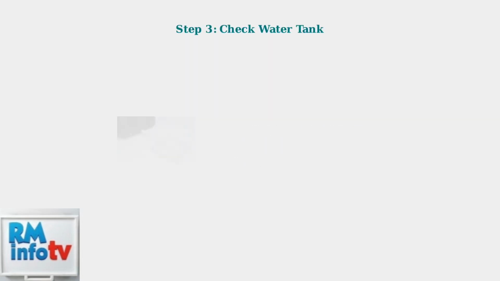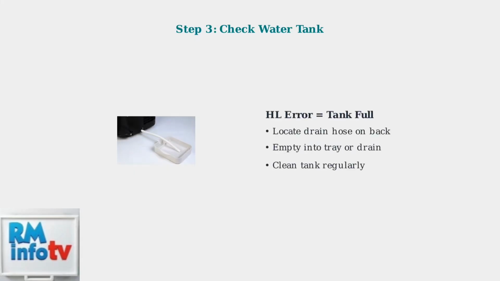A full water tank is one of the most common causes. When you see an HL error, the unit automatically shuts off to prevent overflow. Locate the drain hose on the back of the unit and empty the collected water.